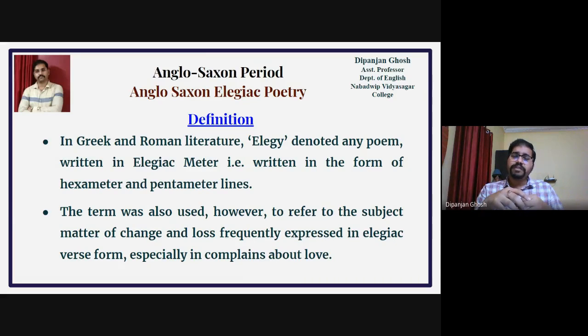But in the ancient form, at the beginning, it didn't mean so. In Greek and Roman literature, that is, Greco-Roman literature, elegy denoted any poem written in elegiac meter. Keep it in mind, that is written in the form of hexameter and pentameter lines. These hexameter and pentameter lines are associated with the metrical arrangements of these poems.